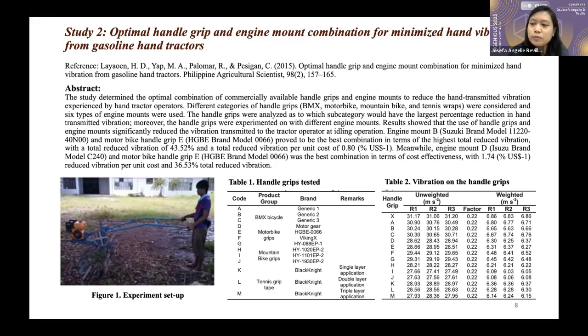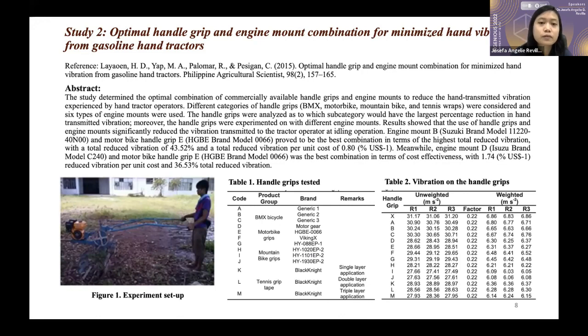The percentage reduction between the control condition and the various experimental conditions were computed to determine which optimal combination can be proposed. The vibration on the hand was measured using a tri-axial accelerometer similar to that used in study 1. So again, the vibration was recorded in the data logger system. Aside from the optimal combination of handle grip and engine mount, the study also measured the economic factor, which is the reduced vibration per unit cost.